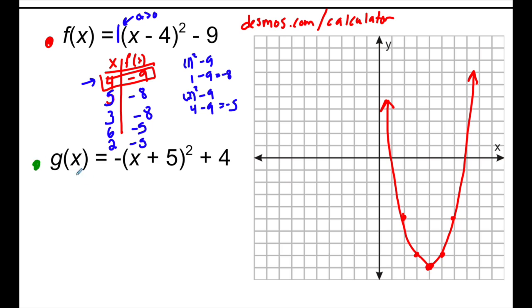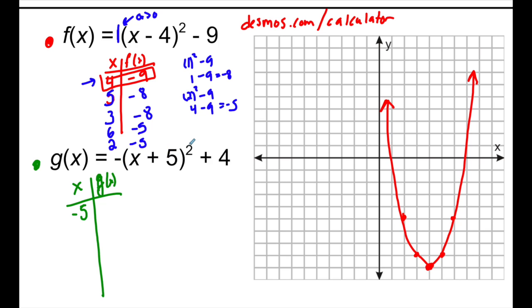Alright, now g of x, I'm going to go ahead and do that one in, let's do green for St. Patrick's Day. So let's set up our table. And we should be consistent. Let's call this g of x. So what number am I going to start with? I'm going to start with negative 5 because that's going to make the parentheses 0. Negative 5 plus 5 is 0.